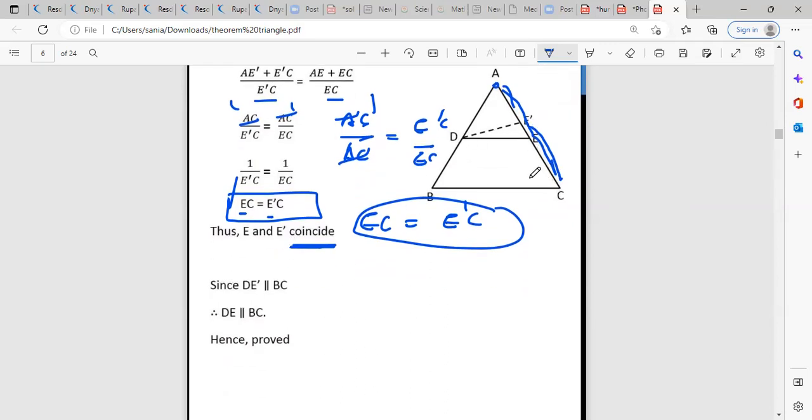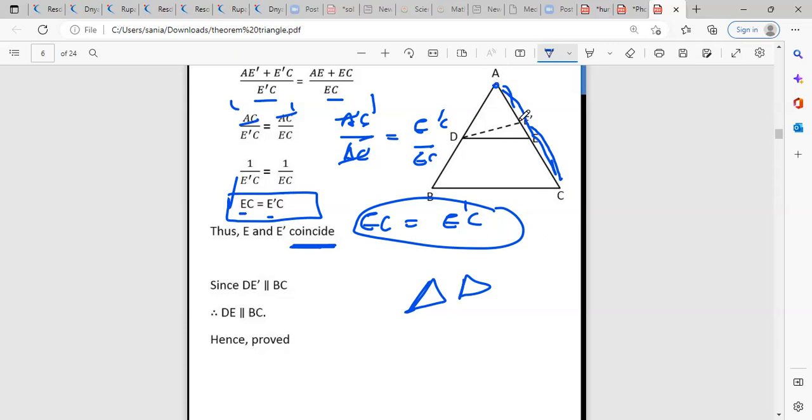Coincide means, when you are taking coincide, they are coming again and again. Or for example, this is a triangle, this is a triangle, right? So somewhere they are same. So you can see whether you are taking AE and EC, it's coming the same.